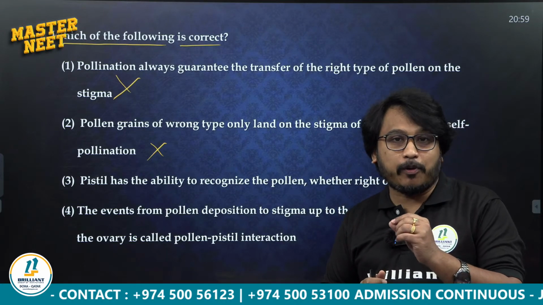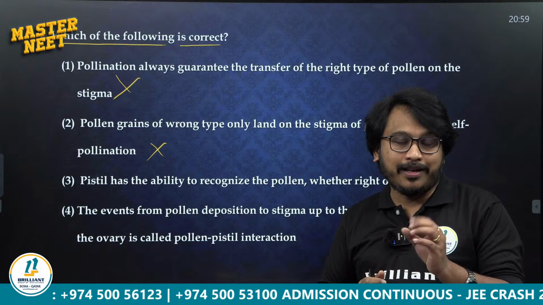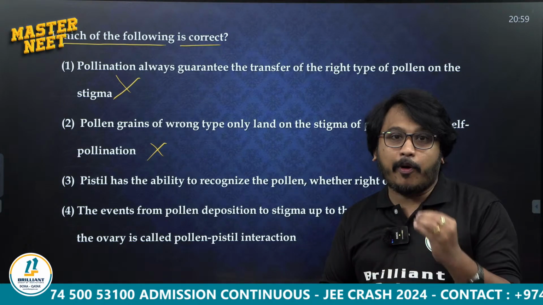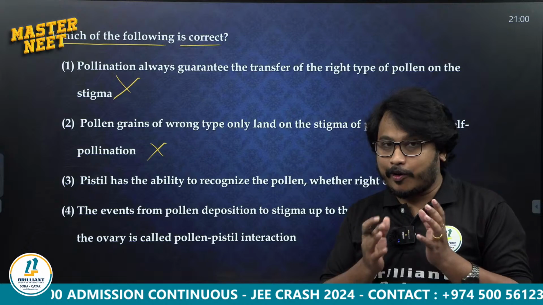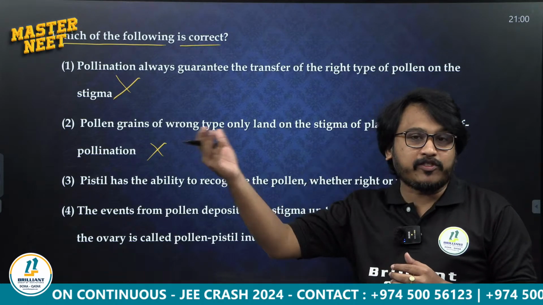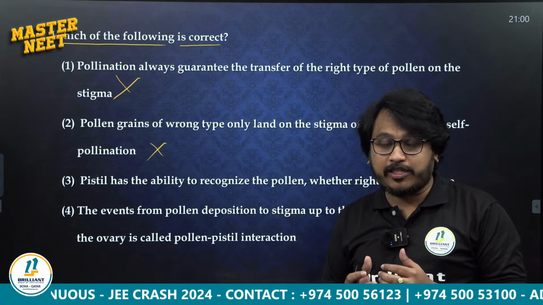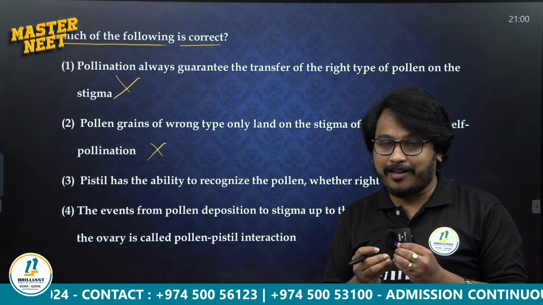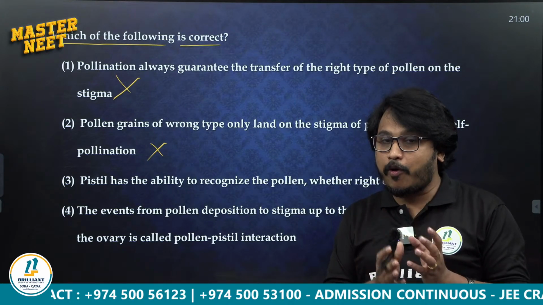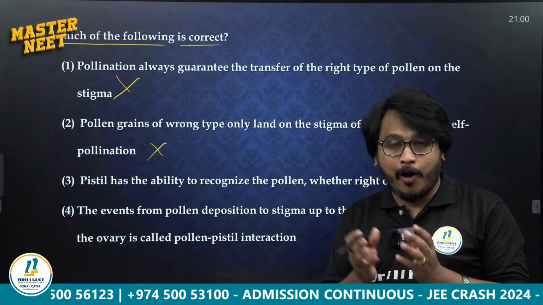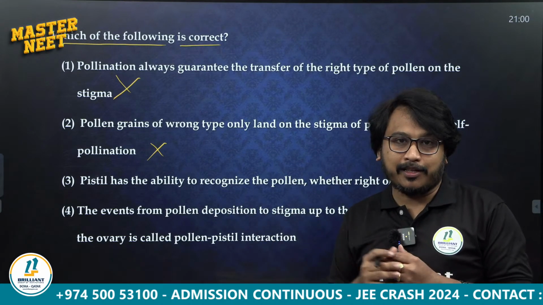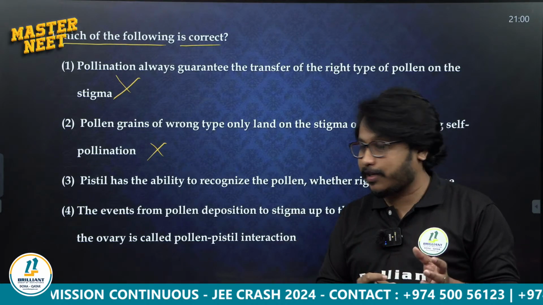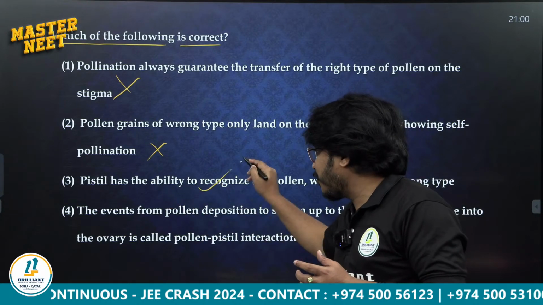And regarding the cross-pollinated plants, you should remember they have an adaptation, self-incompatibility. Even own pollens are considered as wrong type. Wrong type means it may be of some other species, or it may be of the same flower if it is a cross-pollinated plant. So for cross-pollinated plants, wrong type of pollens may include own pollens as well as some other species' pollen. So only some other plants of the same species they will accept. So keep that point in mind, and this is the answer.